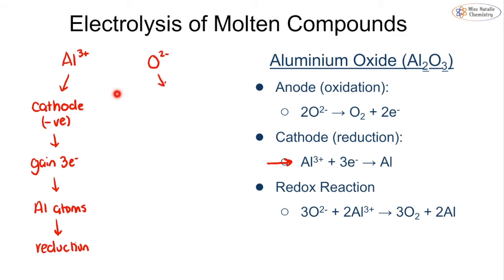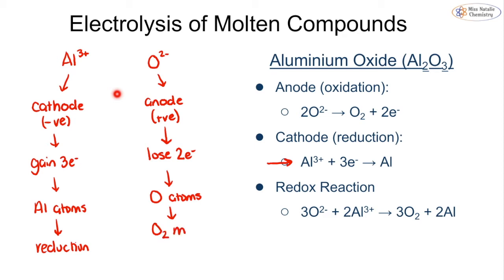For our oxygen, the opposite, we're going to attract it to the anode because the anode is our positive electrode. These are going to lose 2 electrons to form oxygen atoms, but oxygen is diatomic, so we're going to form an O2 molecule, and we know that this is an oxidation reaction because we are losing electrons, and then we can write out our half equation as we have here. So 2 O2- ions will give you 1 molecule of O2 plus 2 electrons.